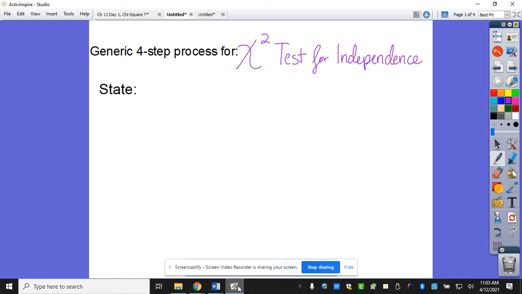This is the chi-square test for independence, 4-step generic. This is 4-step number 12, I think. And we are in chapter 11. I think I'm right with this being number 12.